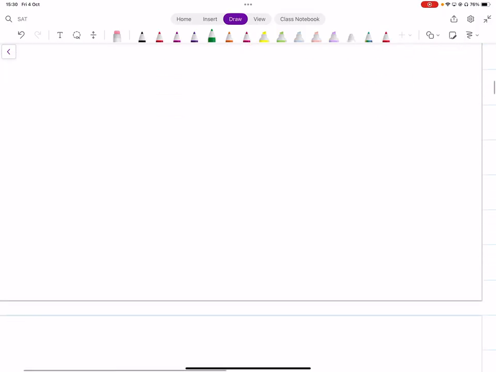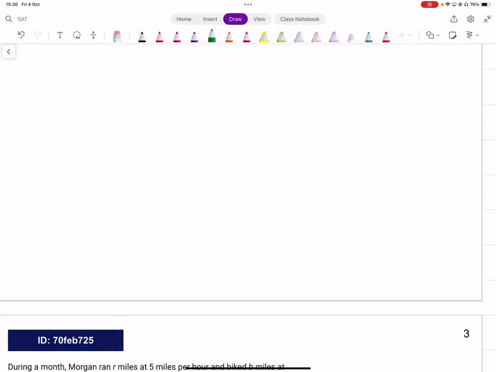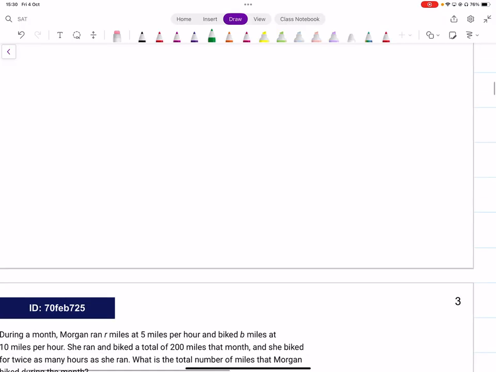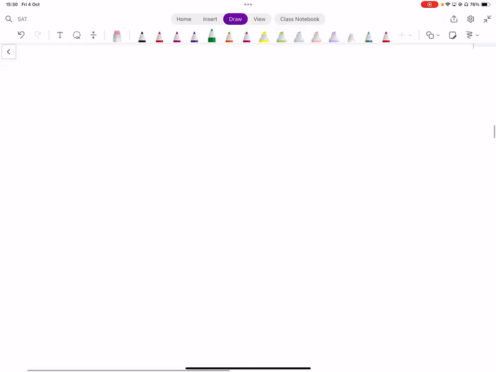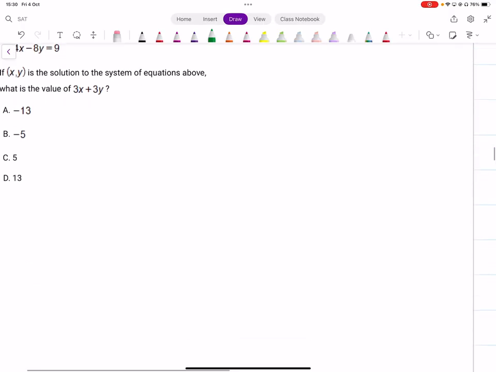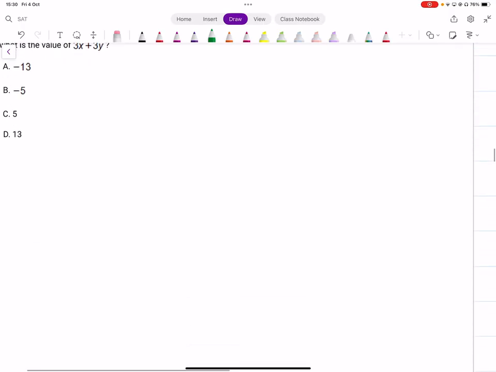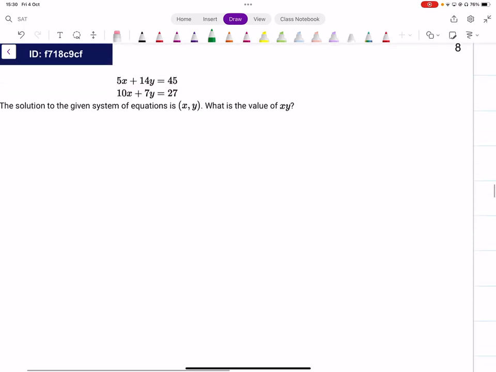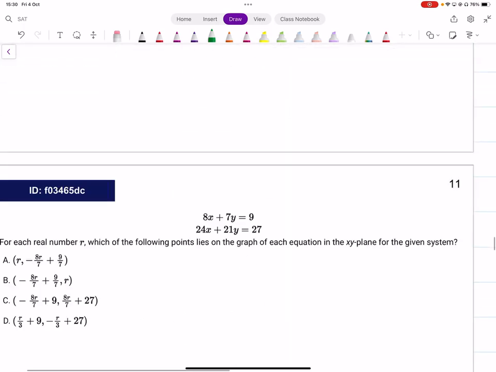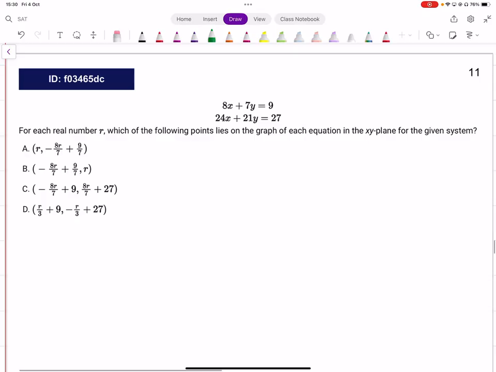Okay, let's move on. So that was the first one from this PDF, question number 2. The next one you've asked about is question number 11. Let's move to that. For each real number r, which of the following points lies on the graph of each equation in the xy plane for the given system? Okay, so these are two equations that are given. We have these points given. We have to check which one of these points lies on each of these equations.